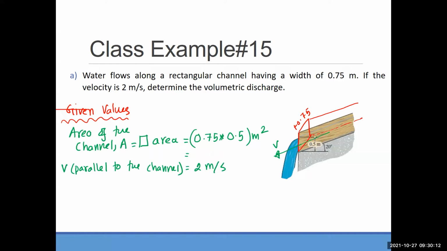And I don't know anything else, so I can write down what we need to find. To find the volumetric discharge Q, which is A times V, right? That's what we need to find out. We'll do that. If you are done, I will move to the next slide. Done, everyone?